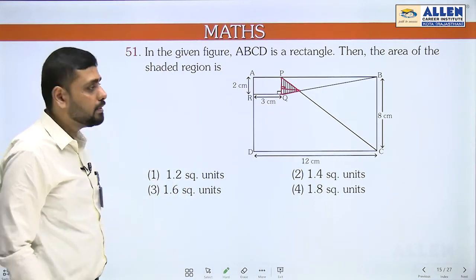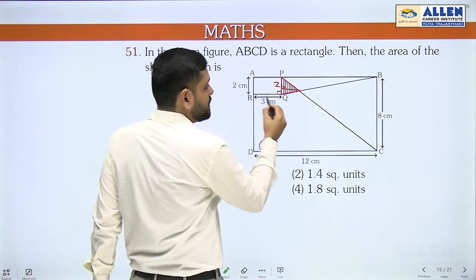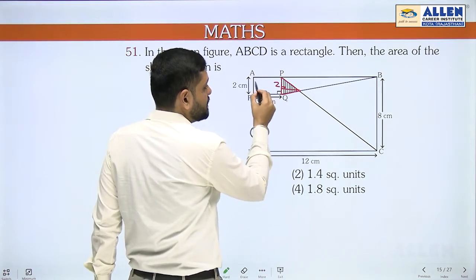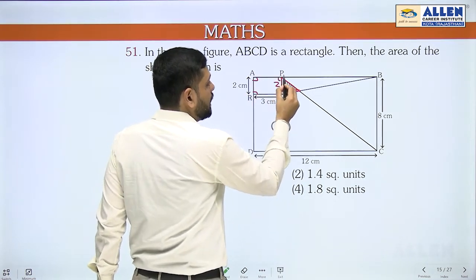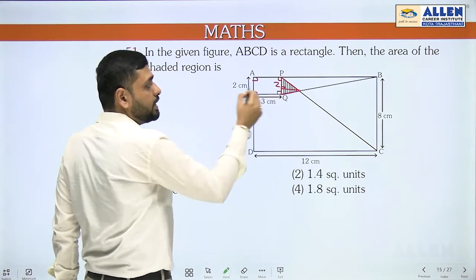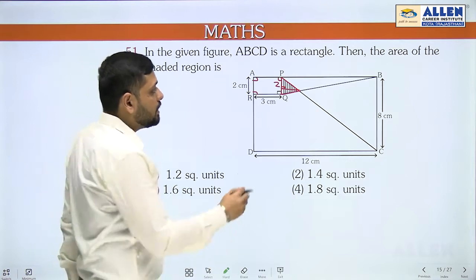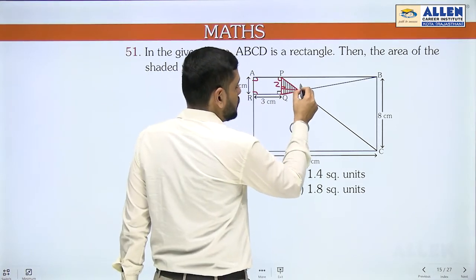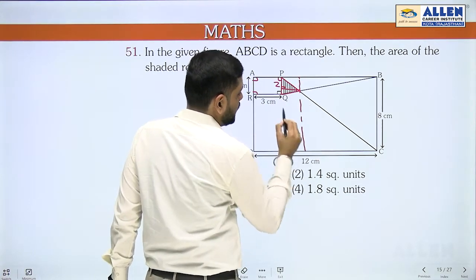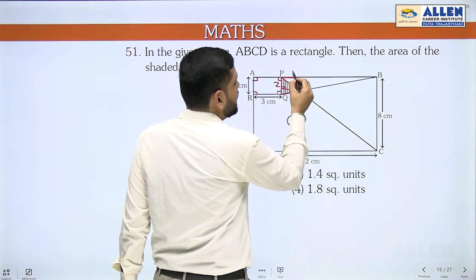So how can the base be found? Base will be 2, because as this is a rectangle, this angle is 90, this angle is 90. As this is a rectangle, if this is 2, this will be 2. And now how to find the height of this triangle? Let's take the height as h, right? Let's make the dotted line. Let's take this height as h.